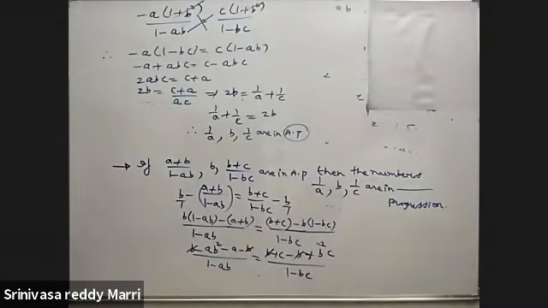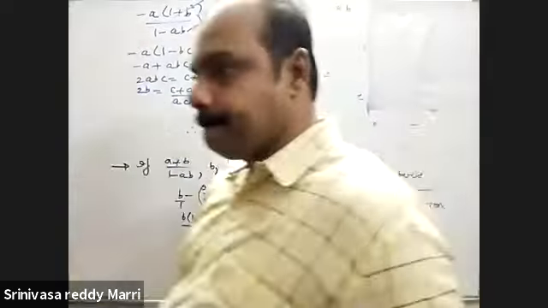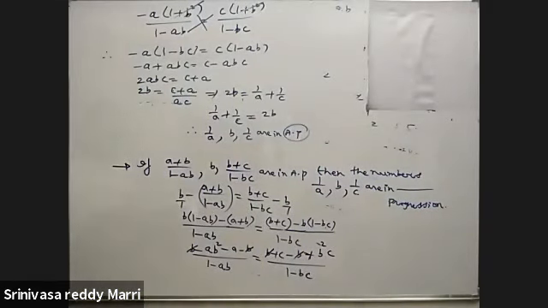Look at next model. So like that, if A, B, C are in AP, A plus C equals 2B.